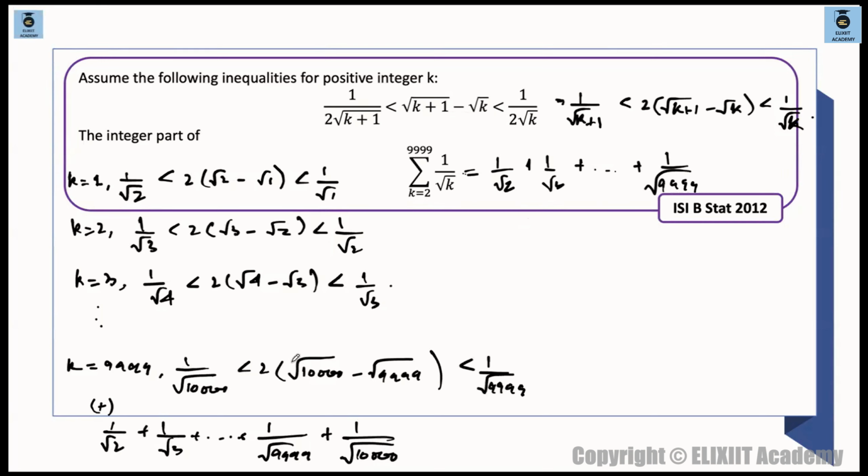Now the thing is, if you clearly see this much portion, this is nothing but the summation which they have asked for. I mean, let us say if I take this summation to be S, so this is basically nothing but S only. So that's basically S plus 1 upon square root of 10,000, which is 1 upon 100.